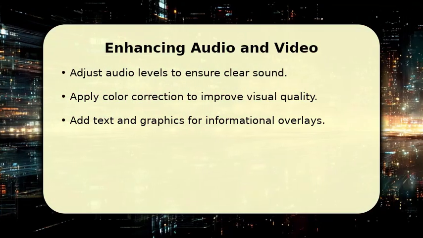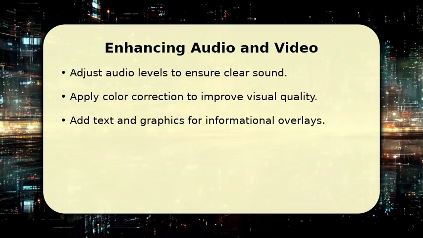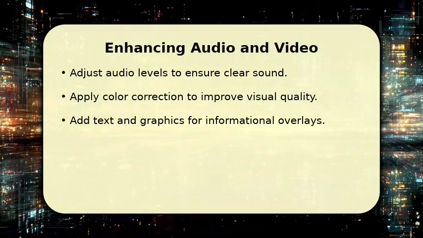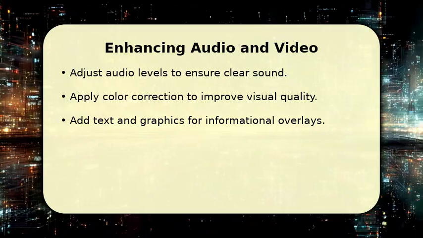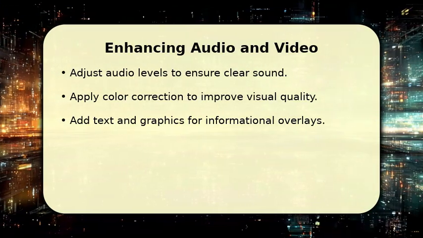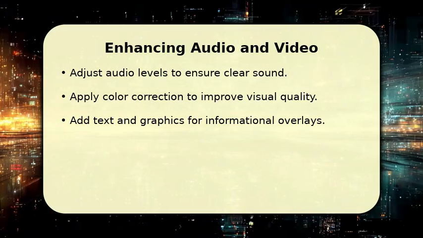Next, we'll enhance your project's audio and visuals. For audio, select a clip and adjust its volume in the Essential Sound panel, aiming for consistent levels, perhaps around -6 decibels. For visuals, apply basic color correction using the Lumetri color panel to adjust exposure, contrast, and saturation.